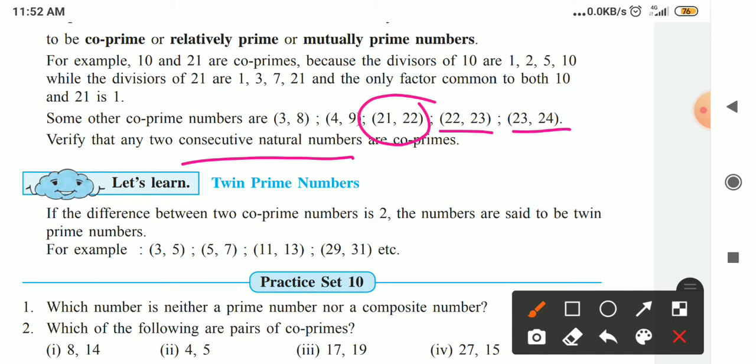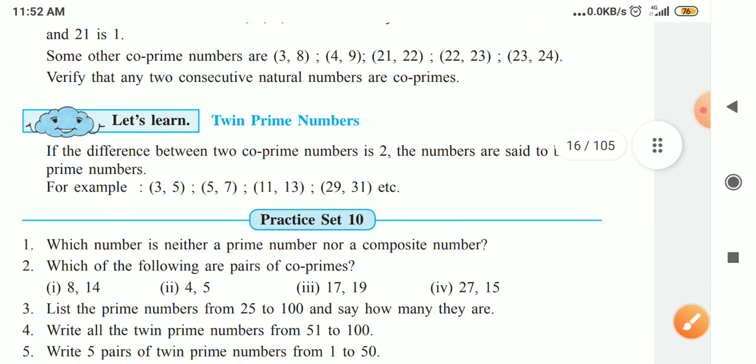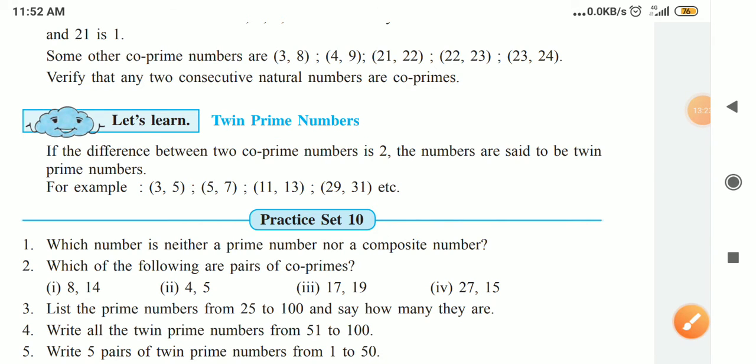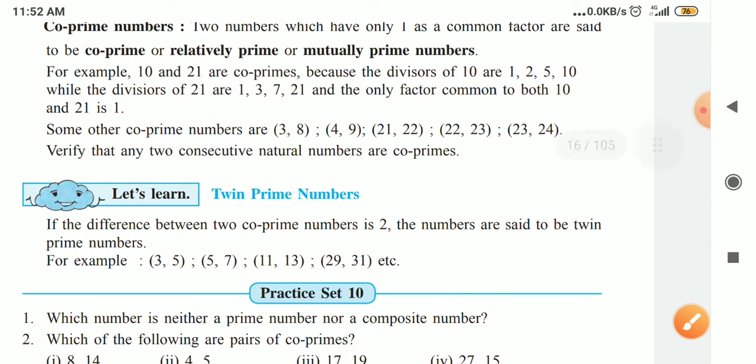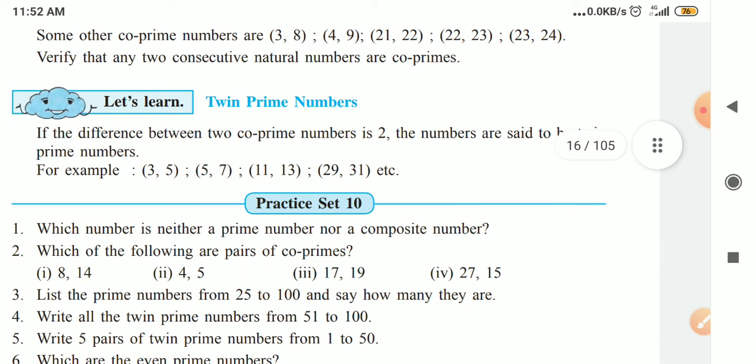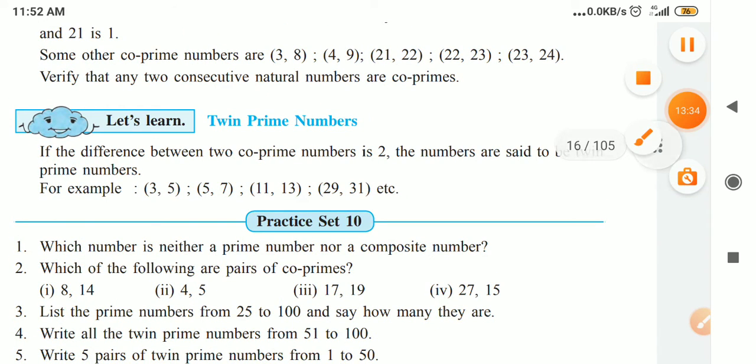Okay. The next point is the twin prime numbers. So what are the twin prime numbers? First, here we have to consider prime numbers. But for co-prime numbers, it is not necessary that the numbers are prime; they may not be prime numbers.